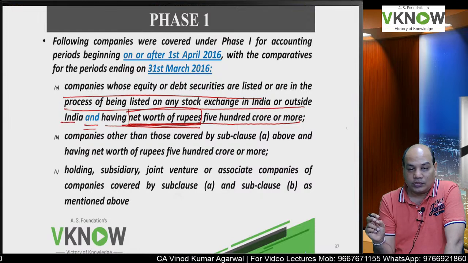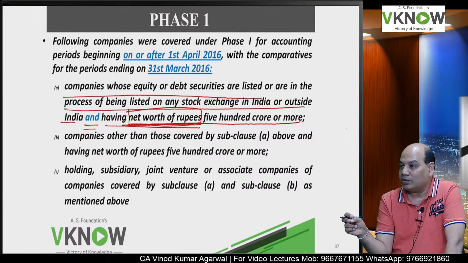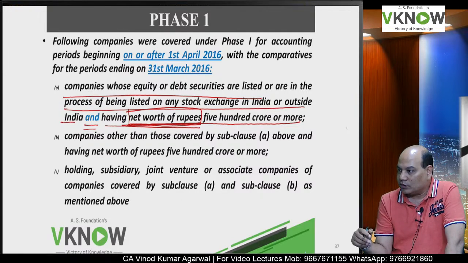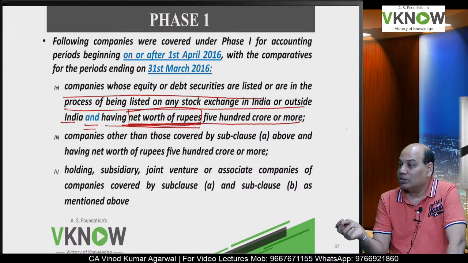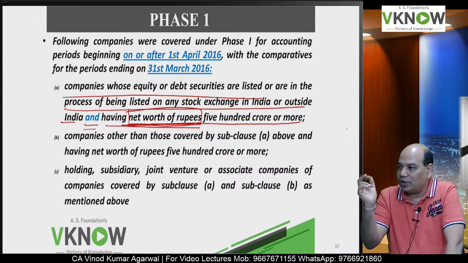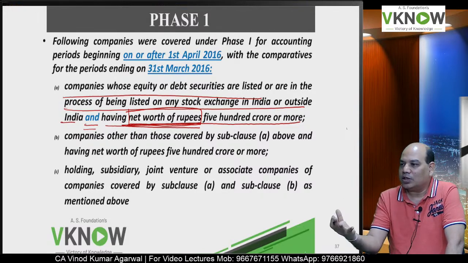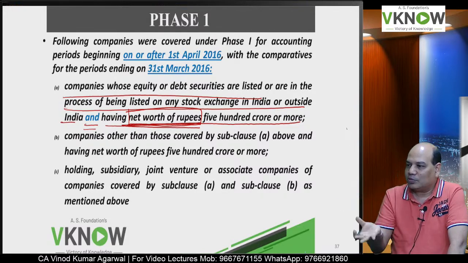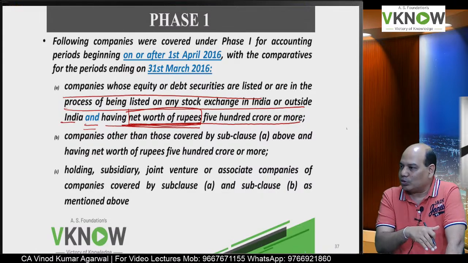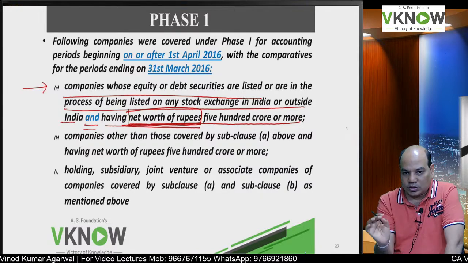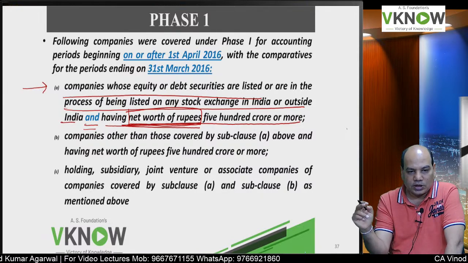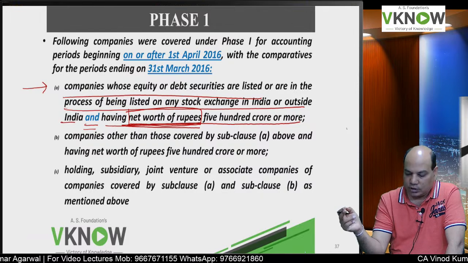And the second question is, what is included in the net worth? And net worth should be calculated on which date? Because net worth will change every day. If today I earn 10 rupees profit, my net worth will today be higher by 10 rupees compared to yesterday. Then this is my first: listed or in the process of listing plus net worth equal to or more than 500 crore.